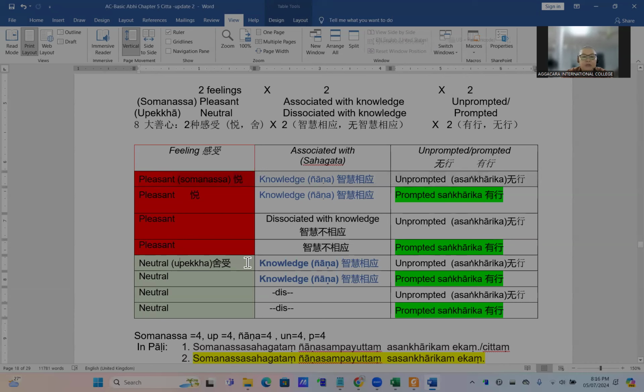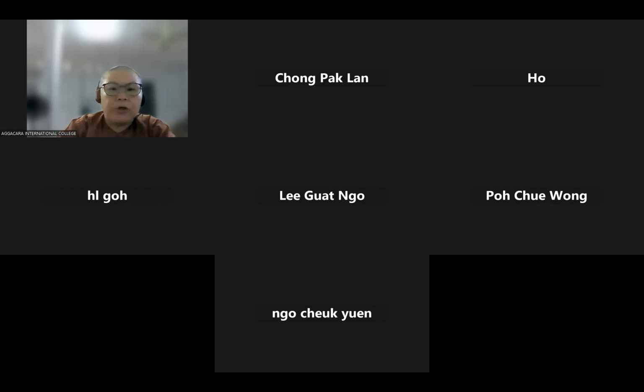But of course, sometimes you do good deeds with a neutral feeling. It's still okay, right? But actually, they say the Buddha was born with the result of this citta: somanassa, jnana sampayutta, asankharika. Okay, so we stop here. We will continue next week.